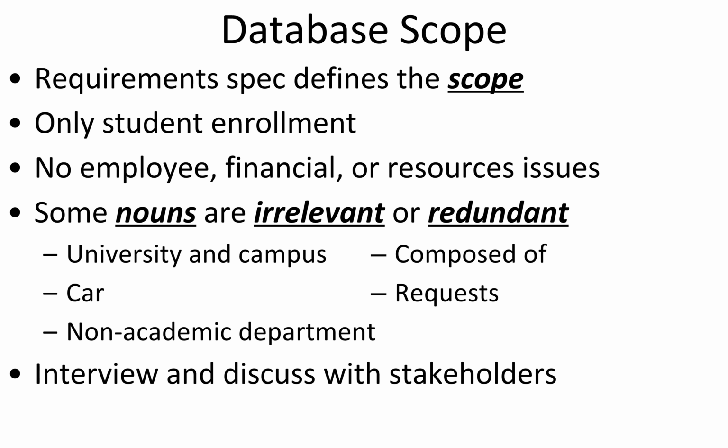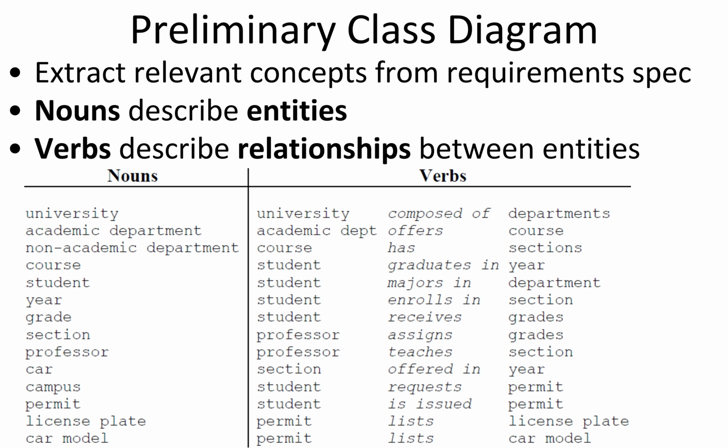So first of all, we're going to have to start throwing away some nouns here that are irrelevant to our particular scope. For instance, even though the database is for a university, the noun university here is irrelevant. There's nothing that we're capturing about the university itself.